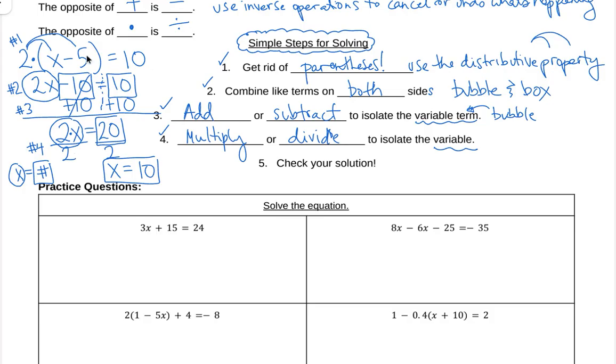Okay, so again, every line of my work is either the updated equation or the change that I make. The updated equation, the change that I make, and then finally I'm able to box in my answer. So the very last thing that we're going to do is check our solution. So checking our solution means plug it back into the equation or plug it back into the variable.